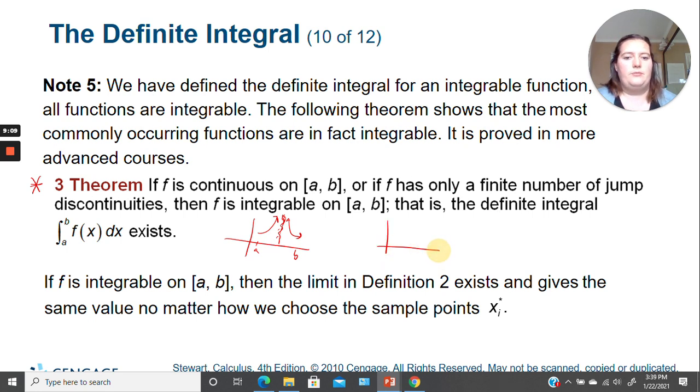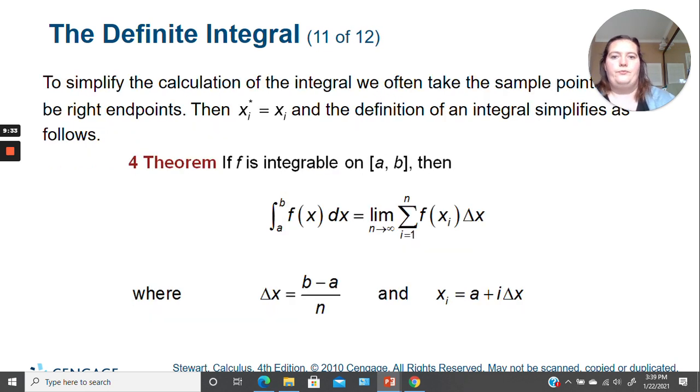So I could do something like this, like maybe my graph looks like this from A to B. That's fine. I can figure out the area under that curve. But you can't have a bunch of infinite discontinuities. I can't have holes in the graph that are bigger than just a point, that kind of stuff. So as long as you have a finite number of jump discontinuities, then we can figure out the definite integral.